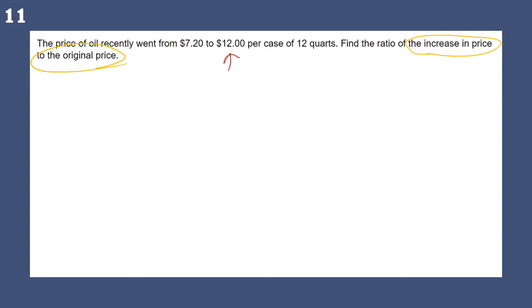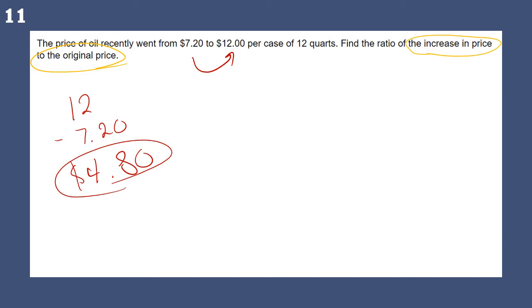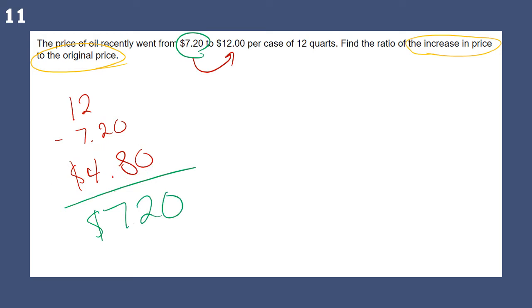Is the increase in price 12? No, that's the new price, but that's not the increase in price. The increase in price is going to be when we subtract those. So the increase is 12 minus 7.20, or 4.80. So that's our increase in price. That's the first part. It also says it's the ratio of the increase in price to the original price. Our original price was 7.20, so we're just going to write this up just like this. And now we have our answer.